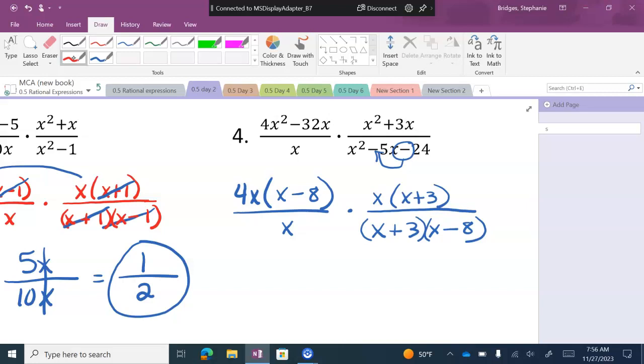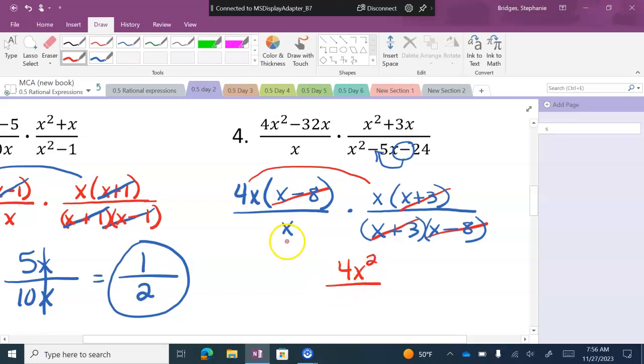Everybody okay with that part? All right, let's start getting rid of what's the same. What's the first thing you see? And then x minus 8, right? I marked out the wrong one first. Then we're going to multiply. 4x times x gives me 4x squared. And in the bottom, the only thing I have left is that x. And then I need to simplify.